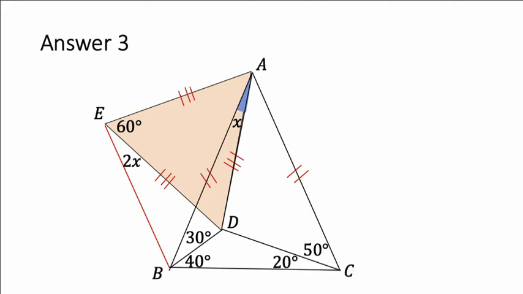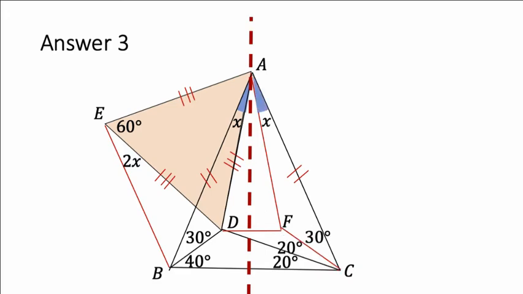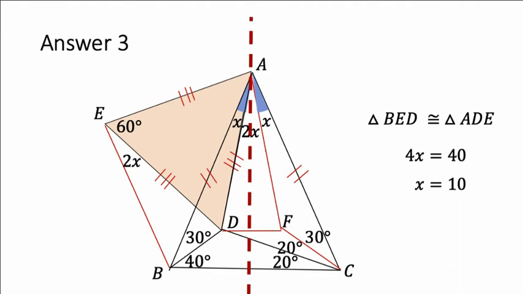But now we'll need to use our second intuition to solve the problem. Because AB equals AC, we'll draw the symmetry axis here. We'll then connect the lines and make the same triangle. This means that the angle FAC will also be equal to x. Notice that the triangle BED will be congruent with the triangle ADE. This means that the angle DAF will be equal to 2x. This means that in this question 4x equals 40 and x equals 10. And this is how we solve our third question.